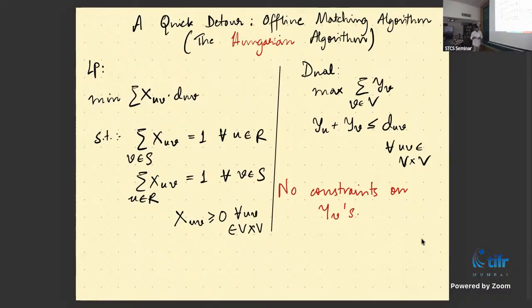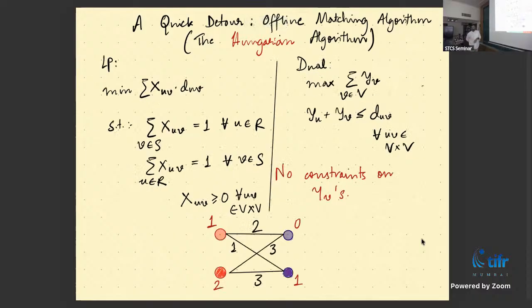One other important property of this dual is that we do not have any constraint on the y_v's, simply because we have equalities in the primal. So they are free variables. In fact, some of them may take negative values in the course of the algorithm. All right, any questions?